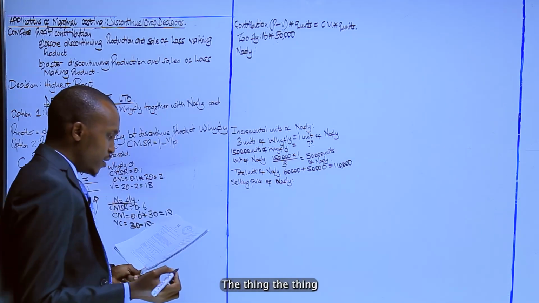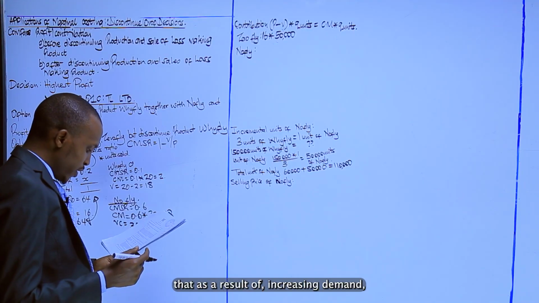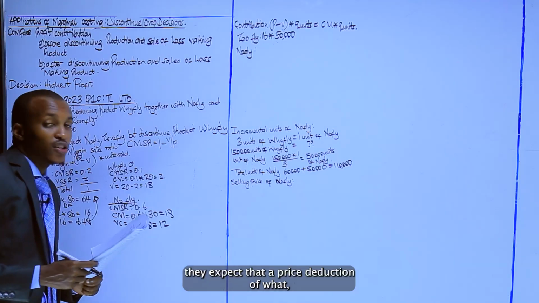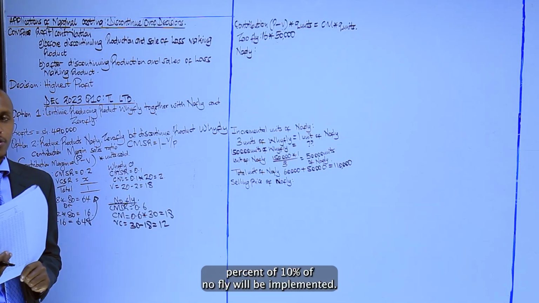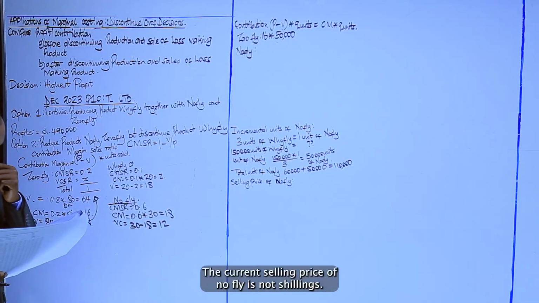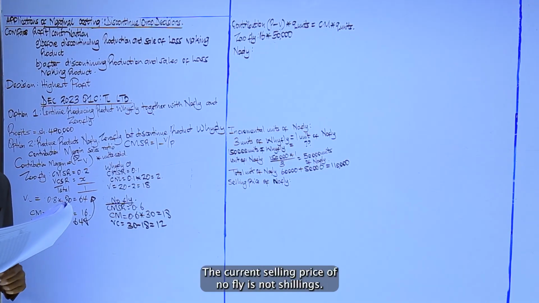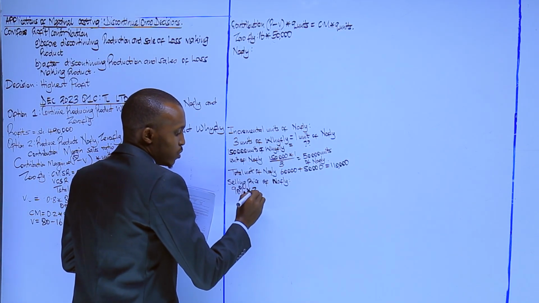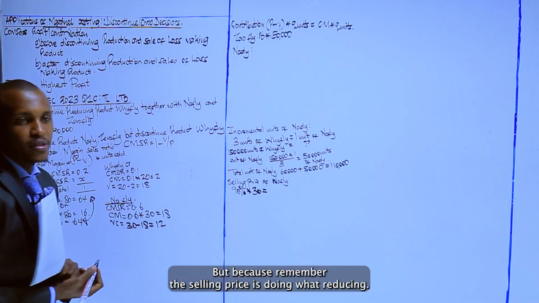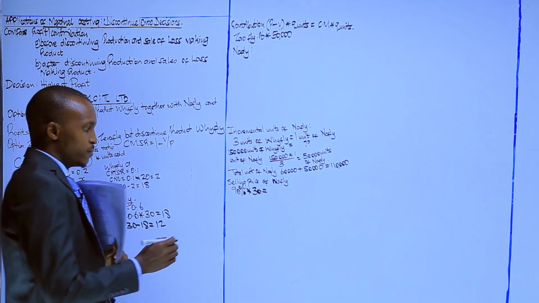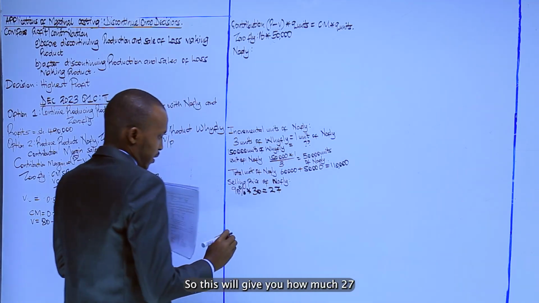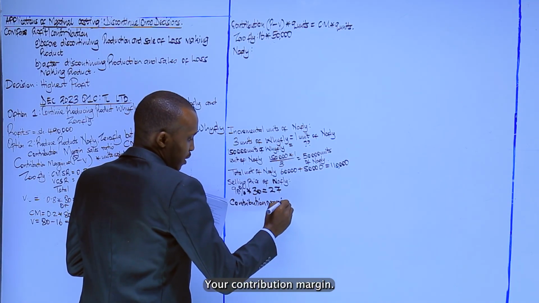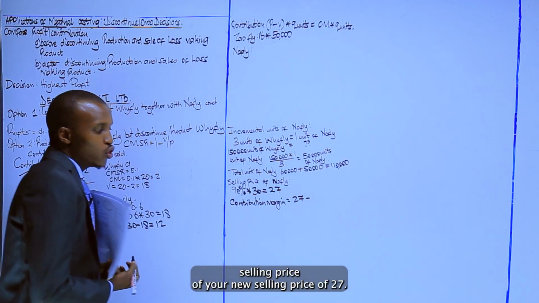They're saying that as a result of increasing demand, they expect a price reduction of 10% on No Fly to be implemented. The current selling price of No Fly is 30 shillings. So your new selling price will be 90% of 30, because remember, the selling price is reducing. So this will give you 27.